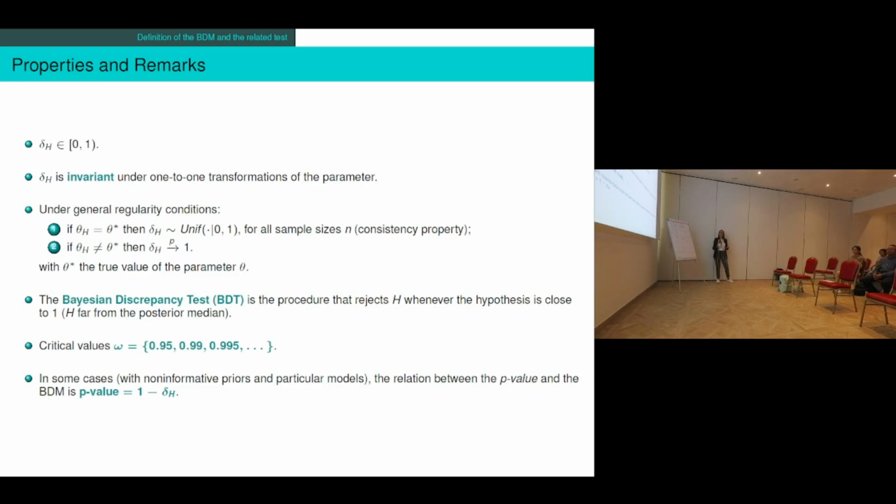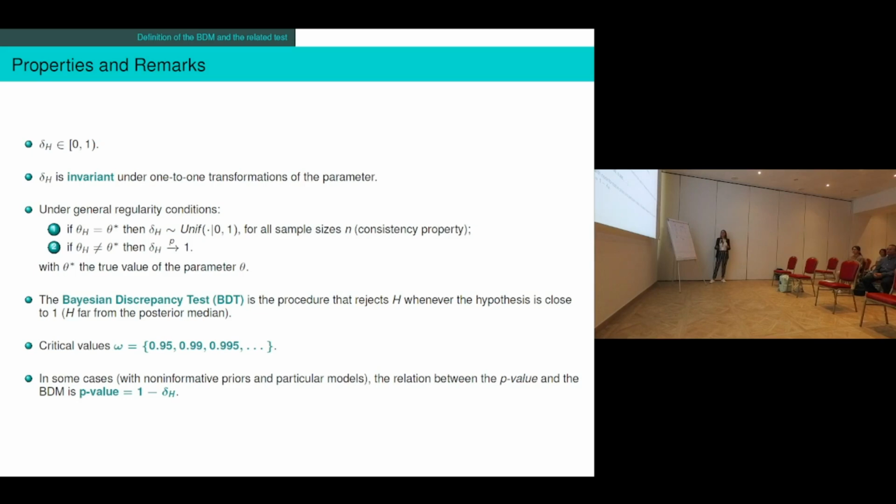Now we need to define a testing procedure. So we define the measure, now we define the testing procedure. The Bayesian discrepancy test is a procedure that allows us to reject the hypothesis when the measure is close to 1, so when h is far from the posterior median. We would like to set some critical values, since here we are saying close to 1, but how close to 1? So we suggest to set these critical values: 0.95, 0.99, and so on.